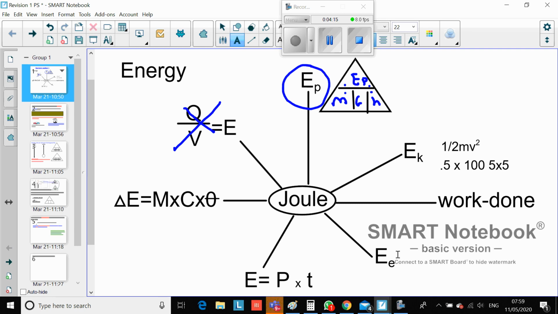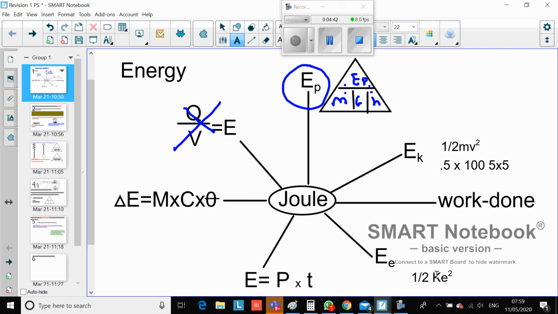E, elastic potential energy. Okay, so this one is actually very similar to this one. It's half ke squared. Okay, I think, hang on a minute, what's k? And we did do this. K is the spring constant. Now, in the exam, you'd always refer to it as a spring constant. Basically, it's an object's stretchiness.